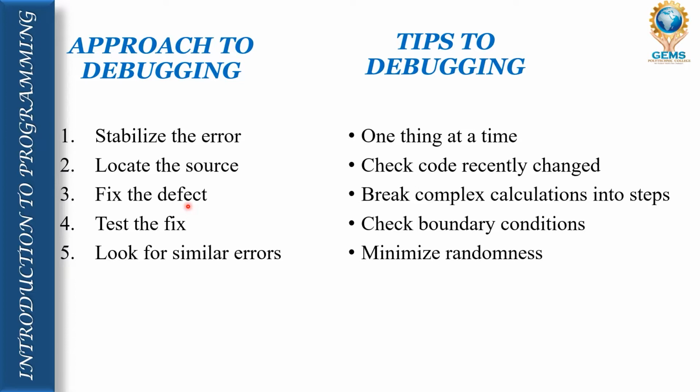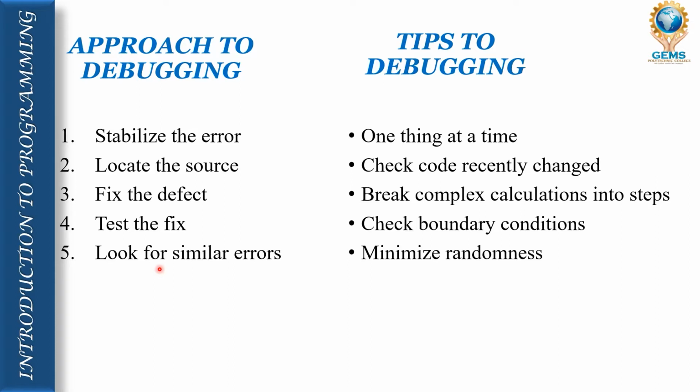Then the fourth point says test the fix. Once you fix the source of error, again we are going to test whether after fixing the problem will come again or it is completely removed. Then the fifth says look for similar errors. That means after fixing and testing the error, again look for similar errors. So these are the five basic approaches to debugging.